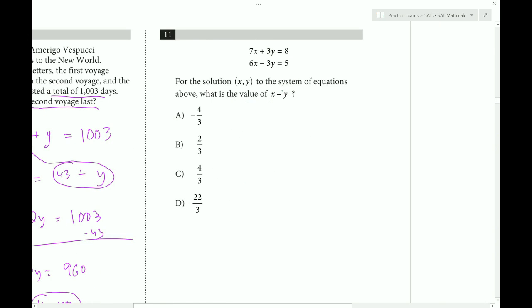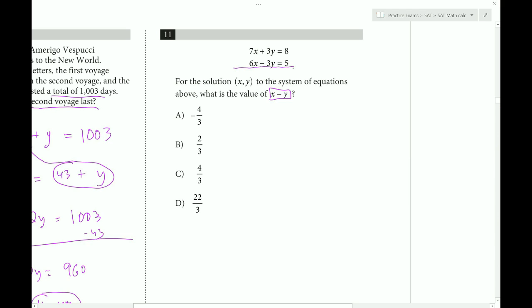Alright, for the solution to the system of equations above, what is the value of x minus y? So usually when they ask for a weird combination, that combination will arise when you either add or subtract the lines, or you might get a multiple of it. Let's see what it is in this case. So maybe, yeah, it's not going to happen here. So in this case, we're actually just going to have to solve it out.